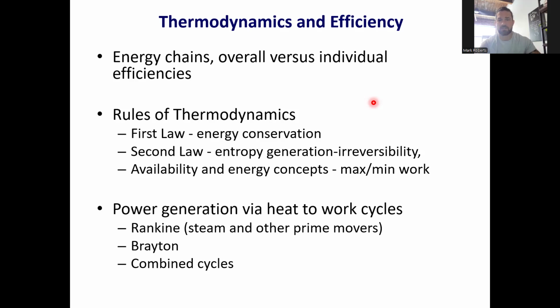The second law talks about irreversibility and entropy generation. What that means is energy tends to move from order to disorder. So at worst, entropy won't change. At best, entropy will continue to increase. And then we have the concepts of max and min work. Again, we'll look at some of these as we treat different energy sources.